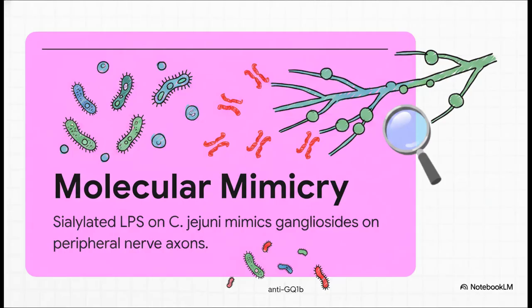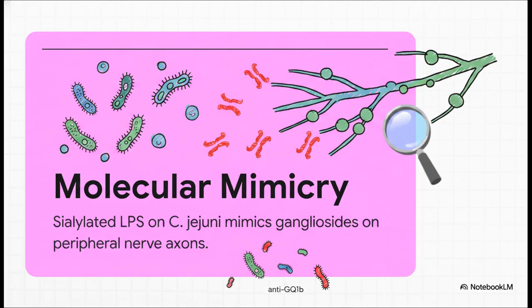The most crucial takeaway here is the actual mechanism for this peripheral neuropathy. It all comes down to molecular mimicry. The sialylated lipooligosaccharides, or LPS, on the surface of C. jejuni look almost perfectly identical to the sialylated gangliosides on human peripheral nerve axons. So your immune system makes antibodies to fight off the bacteria, but then those exact same antibodies get confused, cross-react, and attack the patient's own nerves.